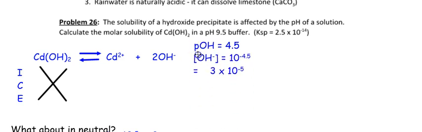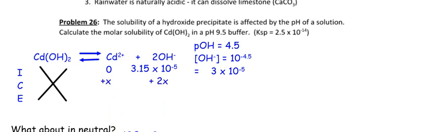Here is my hydroxide concentration: 10 to the negative 4.5. So then I could say my hydroxide is 3 times 10 to the negative 5th. So that is this value. Notice I'm not multiplying it by 2. It's just the initial. What's the initial for cadmium? Oopsies, it's 0. So then I can do this, and now I can do this.